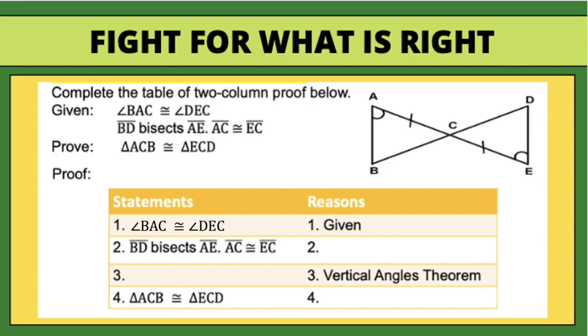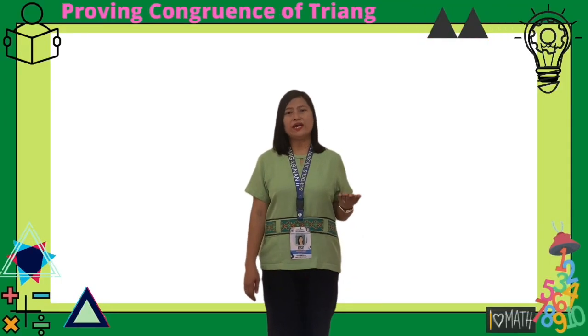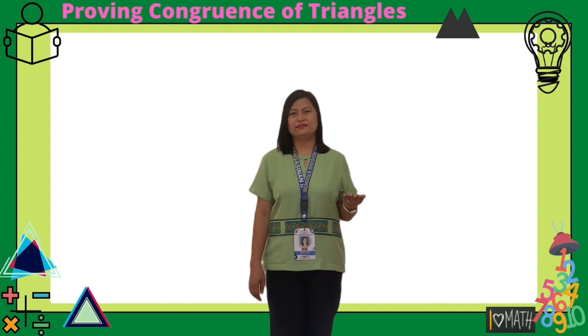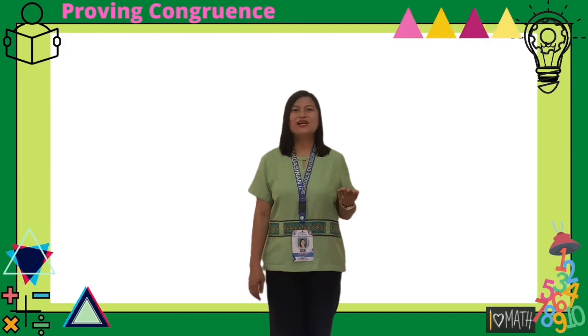Let's check. Number 1, angle BAC is congruent to angle DEC. Number 2, given. Number 3, angle ACB is congruent to angle ECD. And number 4, ASA congruence postulate. Did you get all the correct answers? Very good. How do you prove that the two triangles are congruent? To answer this, let's do the next activity.